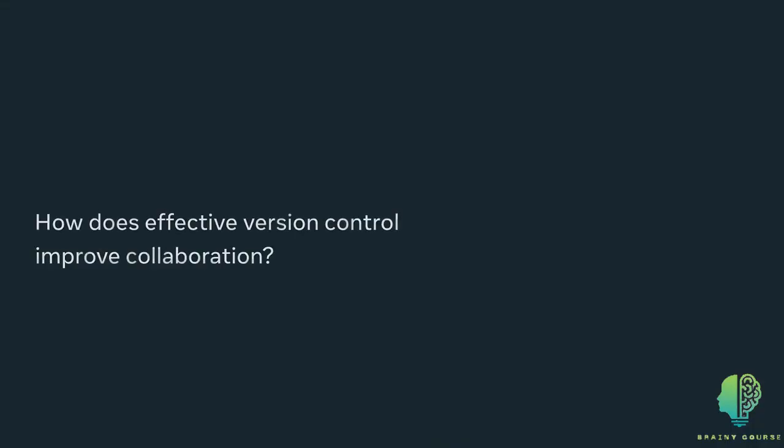Practicing effective version control leads to better collaboration because it helps you understand why certain changes were made if you look at a commit. It also helps you context switch between different features or projects that you're working on.